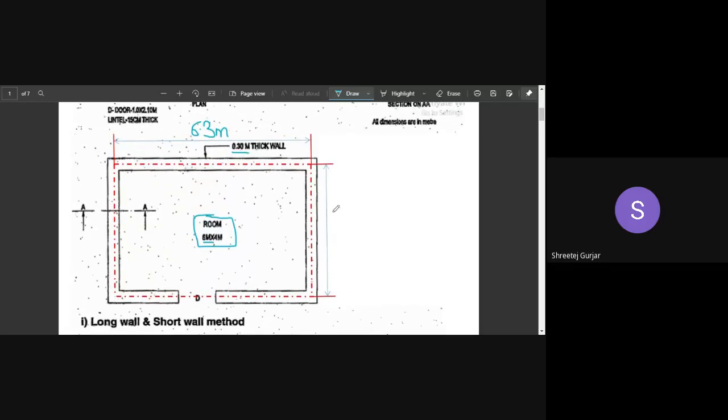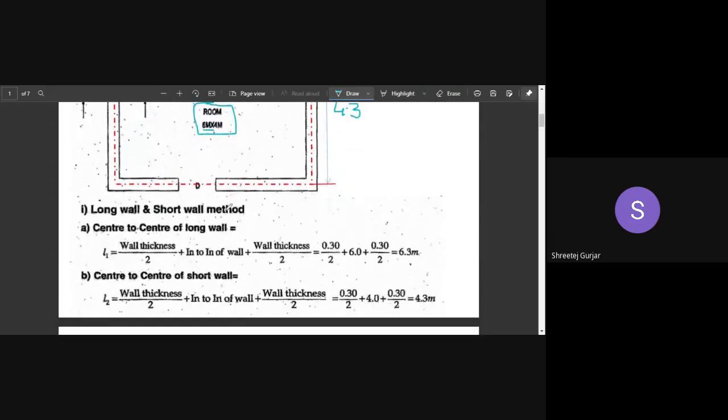Same thing, center line length of a short wall will be 0.15 here, that is half of your wall thickness, plus your in to in distance, which is 4 meter, given here, then half of your wall thickness, which is 0.15. So it will be 4.3. So we have calculated the center line distances of your long wall and short wall, which is your first step, always important. That is the thing that we have done here. We have arrived at 6.3. We have arrived at 4.3.